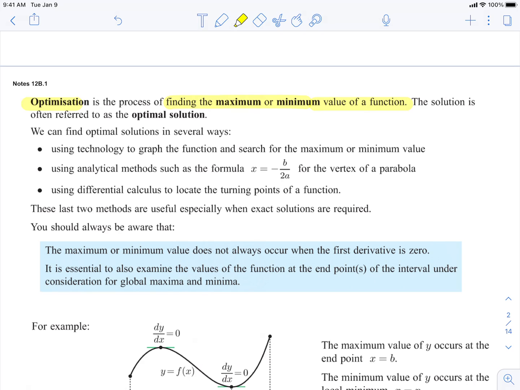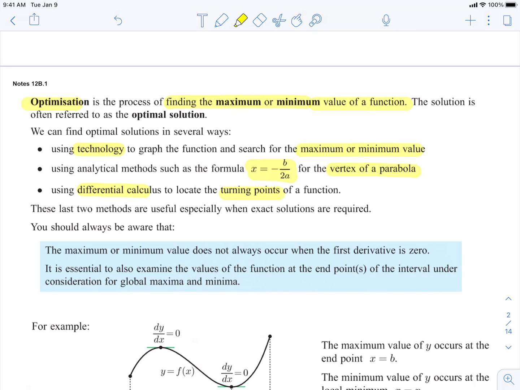One way is to use a graphing calculator and to search for that max or min. Another way, which we learned in Algebra 2, is to use the formula x equals negative b over 2a, which will help you to find the vertex of the parabola. Another way is to use differential calculus to locate those turning points.